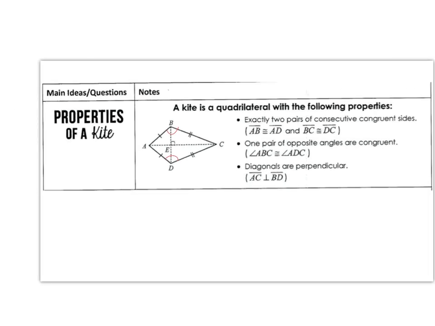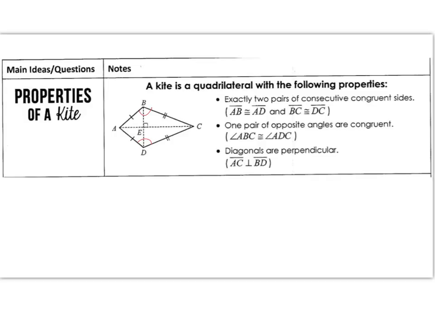ABC, ADC. All right. And then last but not least, the diagonals are perpendicular. So AC is perpendicular to BD. Therefore, all of these are 90-degree angles. All right, so we're going to use the properties of kites, and yes, you need to know the properties of kites to solve the next few example problems.